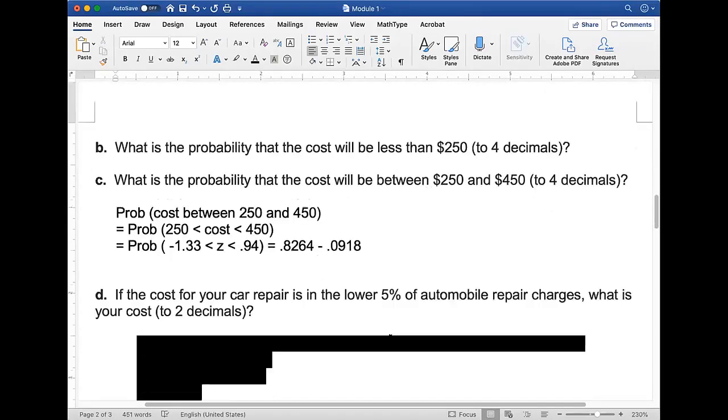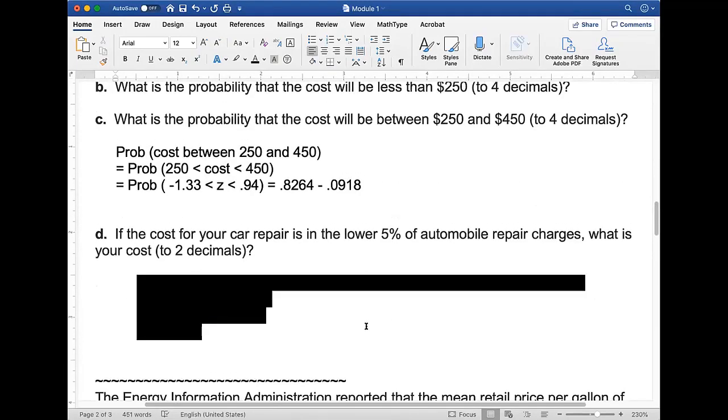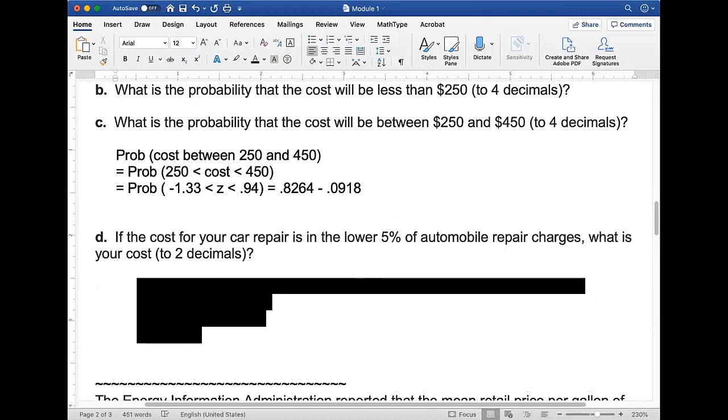Okay, so there's one more question, and this one is slightly challenging. We're going to work on part D. What part D is saying is, for example, you repair your car and you realize you end up paying very little. The cost of your car repair is only in the lower 5% of auto car repair charges. So it's very little. You are in the lower 5%. And you are asked to find what your cost is.